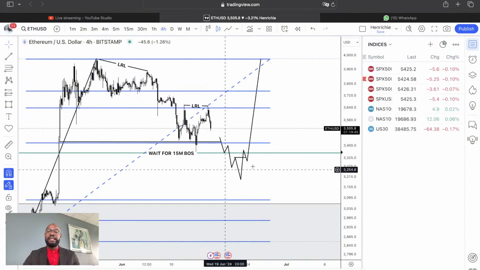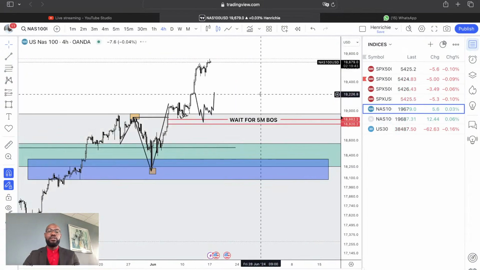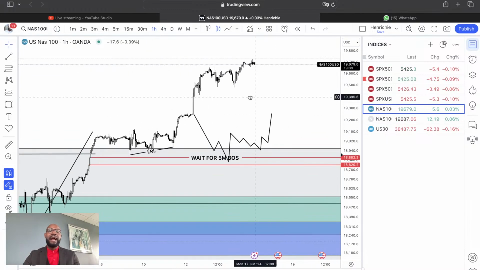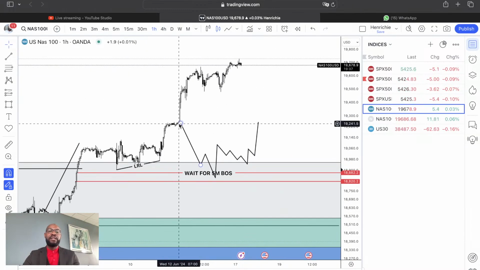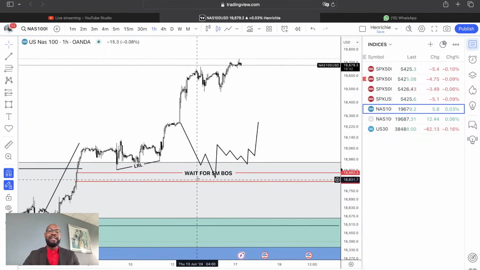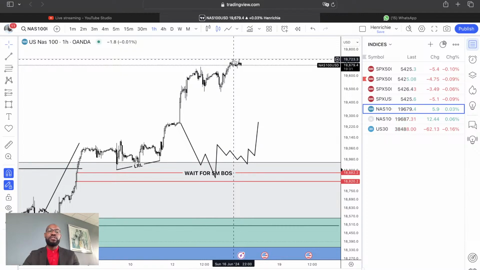So the next one, we're going to look at the indices, what the indices are doing so far. The key level I outlined on the indices, price expanded higher, and we were around this key level. I was anticipating to see whether we would drop down here, but unfortunately that didn't happen. We saw further expansion to the upside.